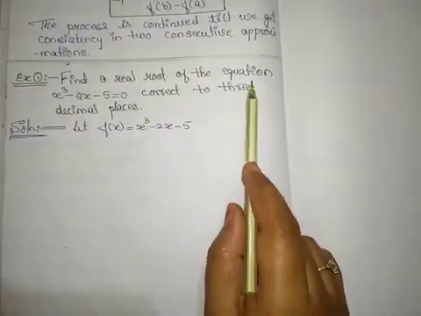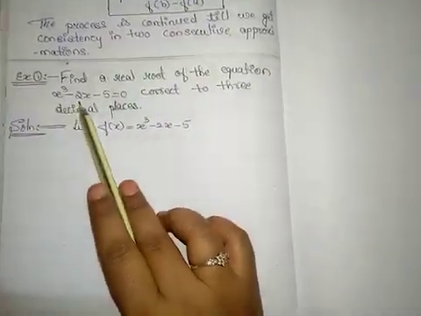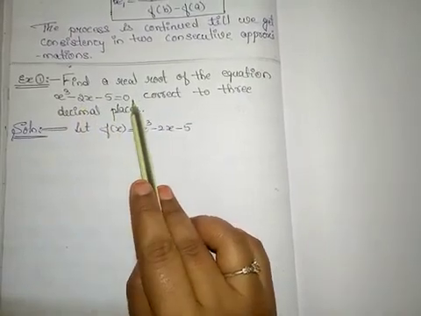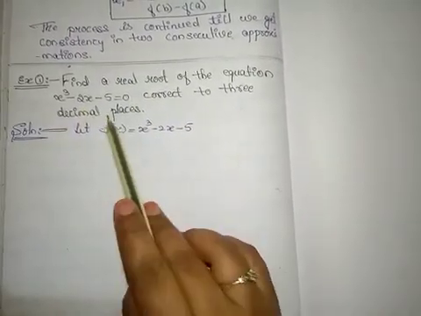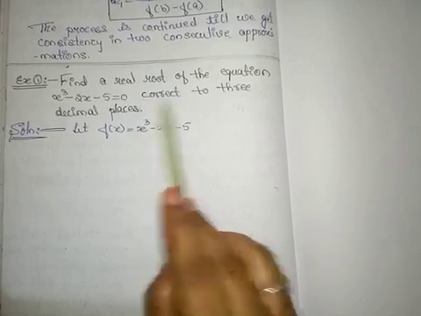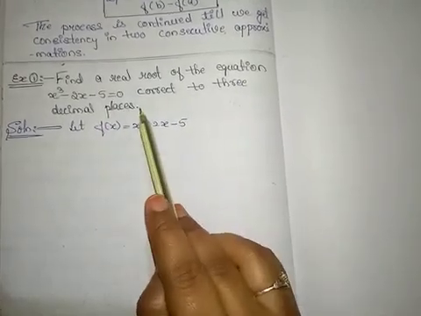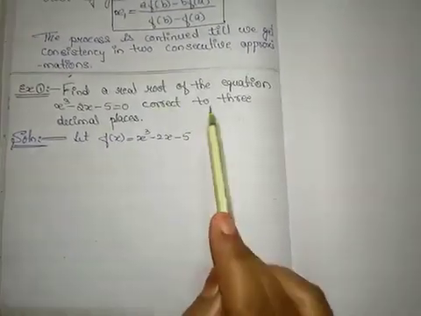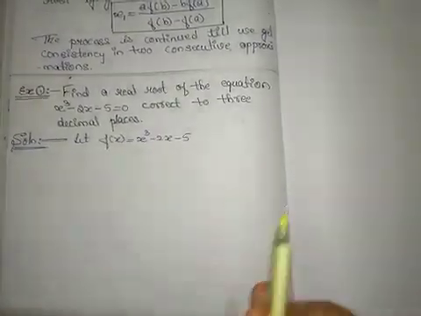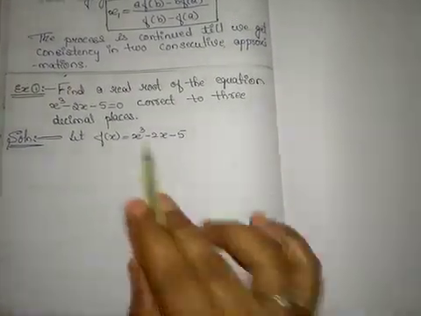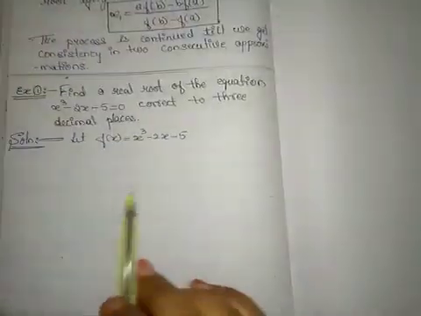First example, find a real root of the equation x cube minus 2x minus 5 is equal to 0 correct to 3 decimal places. 3 decimal places means we have to find the consistency up to the 3 digits after the decimal point. This is the meaning, correct to 3 decimal places.